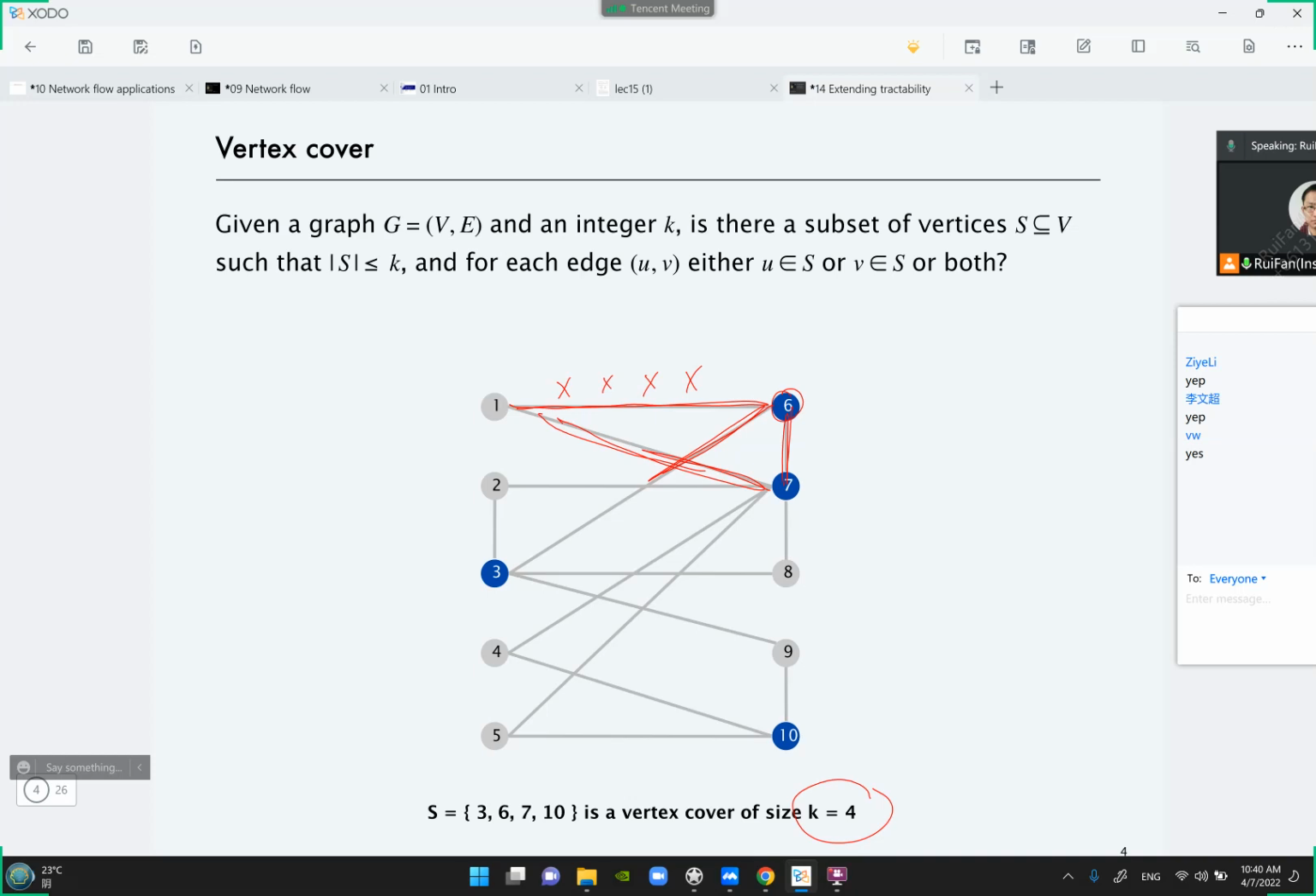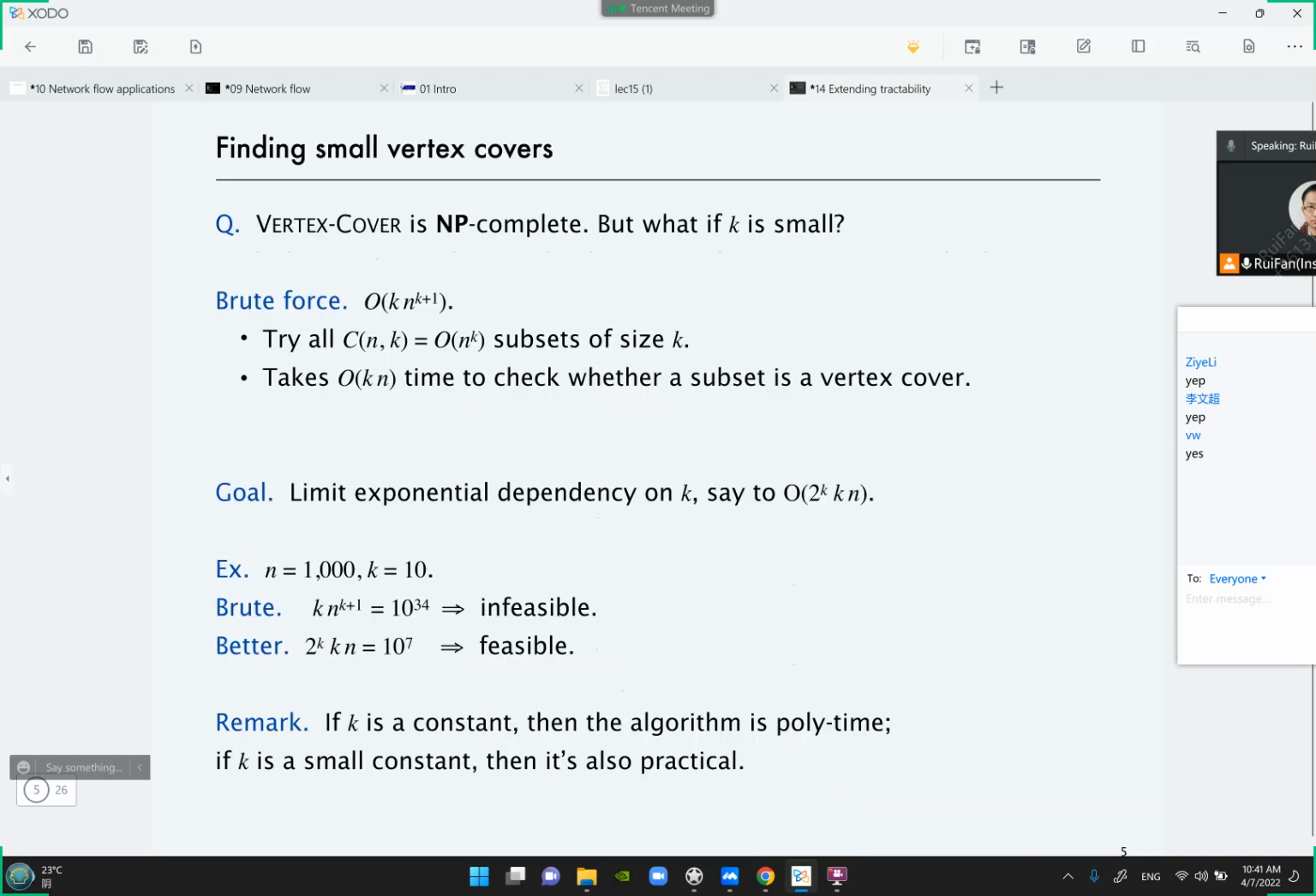Because maybe if I select k, the number of vertices, to be too small, then it's not possible to cover all the edges. But maybe even for small k, it is possible to cover all the edges. So suppose it is possible to cover all the edges using a small number of vertices. Then can we solve this problem in some sort of more efficient manner?